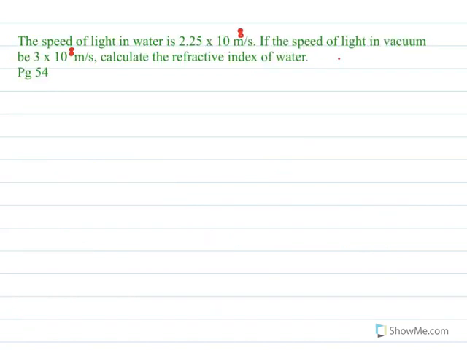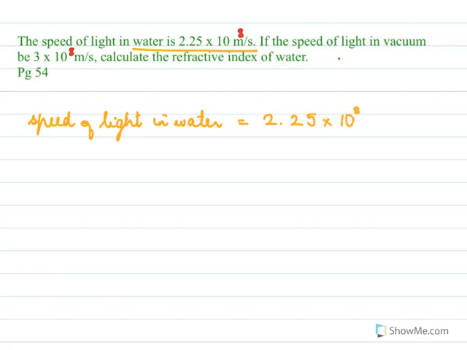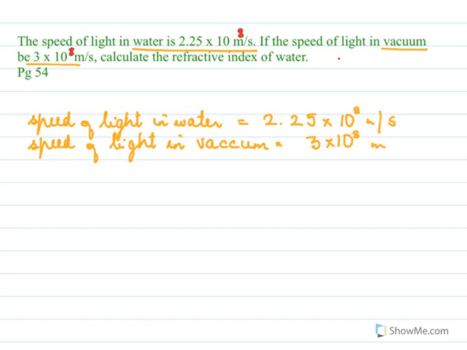The speed of light in water is 2.25 into 10 raised to power of 8 meter per second, and the speed of light in vacuum is 3 into 10 raised to power of 8 meter per second.